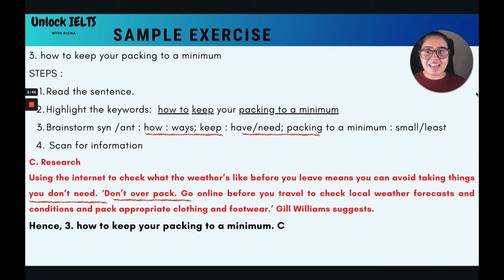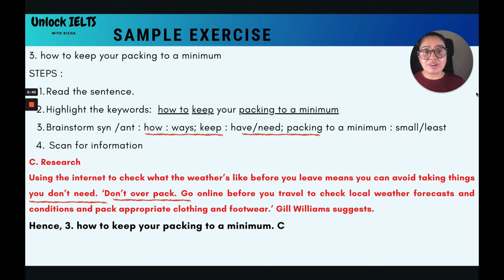Now comes our next sentence, and it says how to keep your packing to a minimum. And now we need to apply the same strategy once again. We need to read the sentence, highlight the keywords, brainstorm all those synonyms in relation to the keywords which we have highlighted, and lastly, scan for the information. After going through the keywords and brainstorming all the synonyms, I have picked paragraph C. As you can see, the second line says, you don't overpack. So clearly, our third sentence is the paraphrased version of the information given in paragraph C.